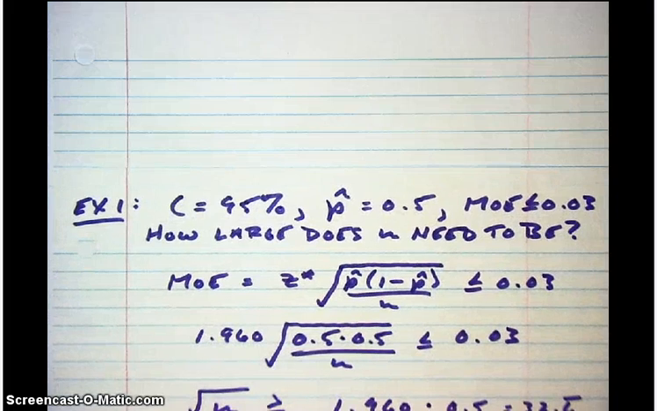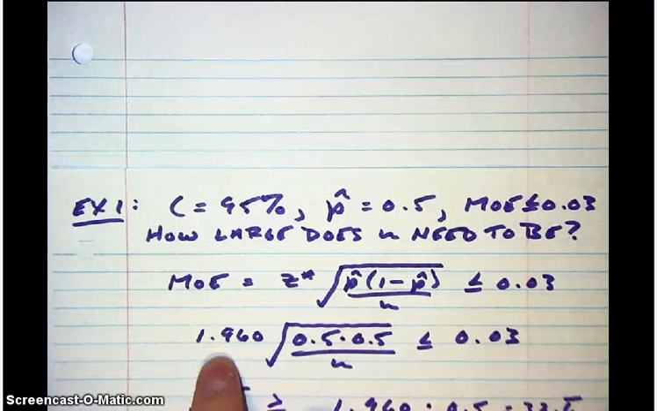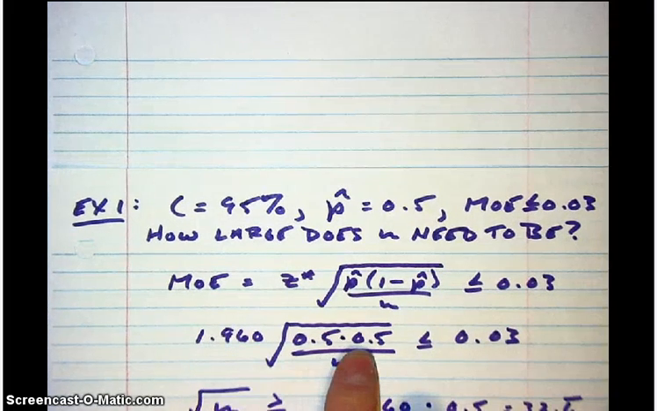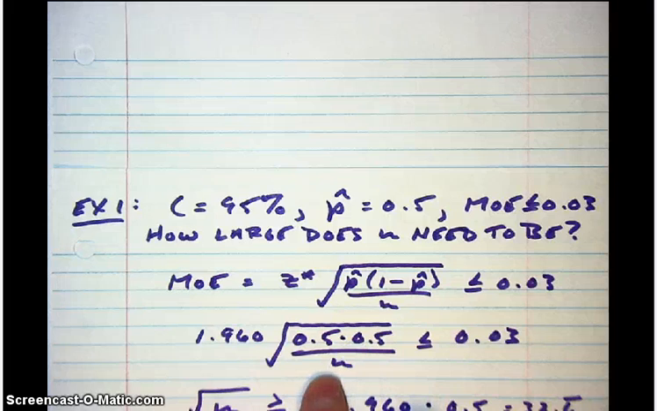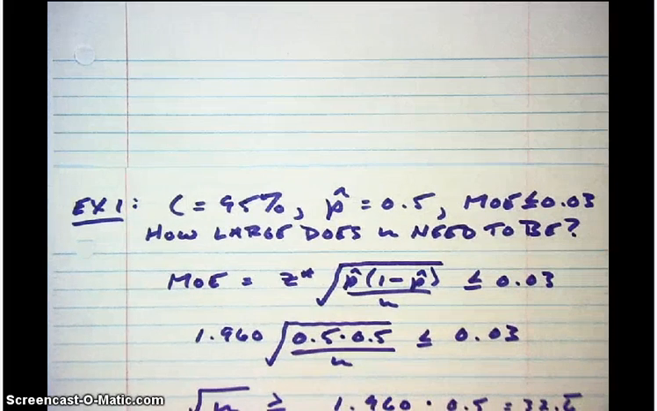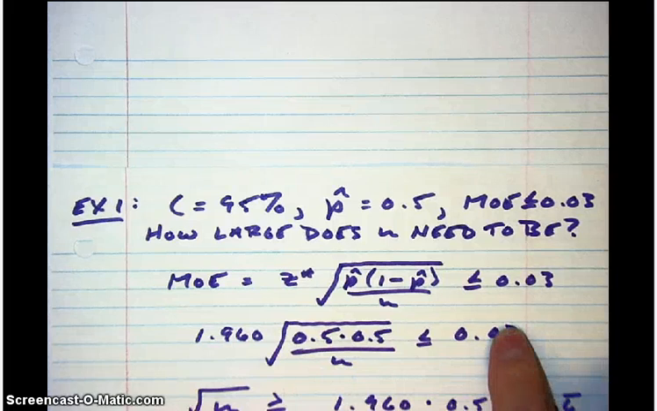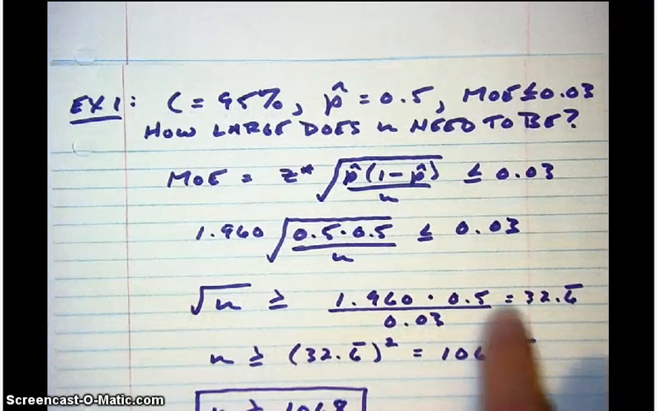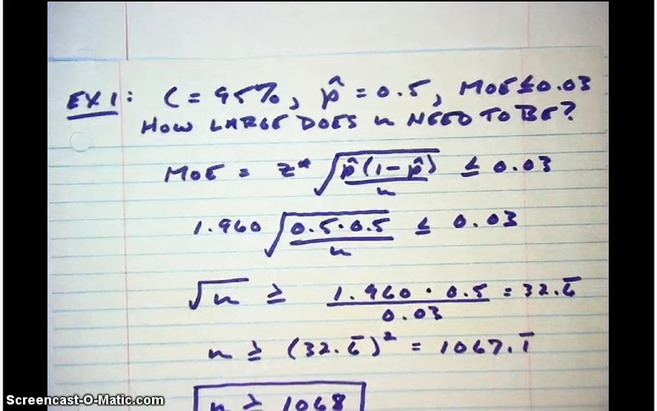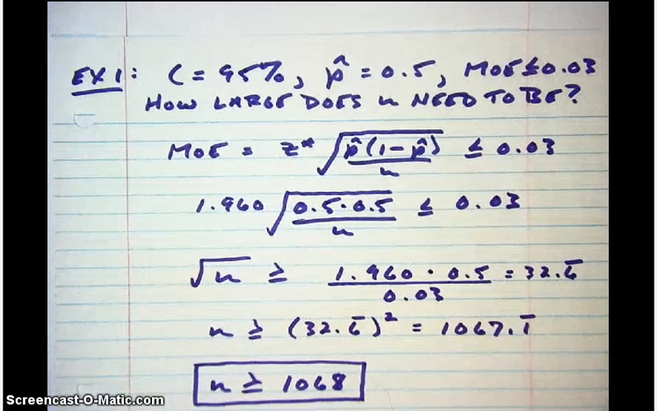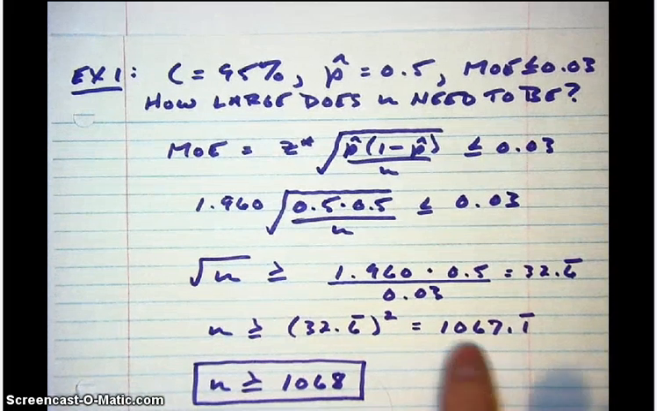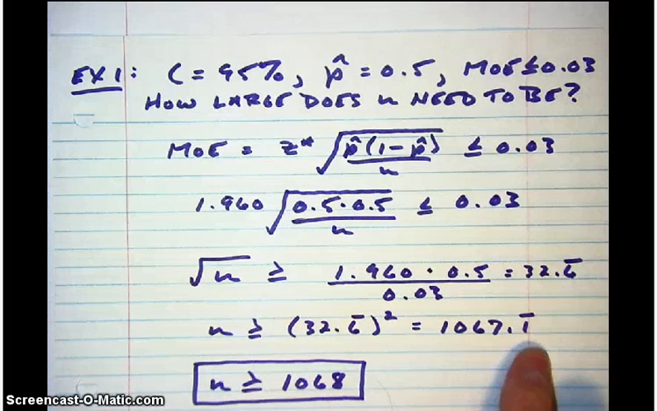So you plug in the things that you know. For 95% confidence, z star is 1.96. Plug in 0.5 and 0.5 for p and 1 minus p, and then you can solve that inequality for n. It just basically involves taking the square root of n and moving it over there and then bringing 0.03 down underneath that stuff. And that simplifies down to about 32.6 repeating. It's 32 2/3, and when you square that, you get 1067.1 repeating.